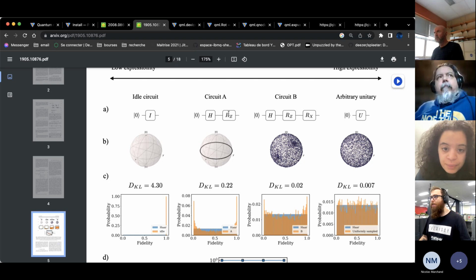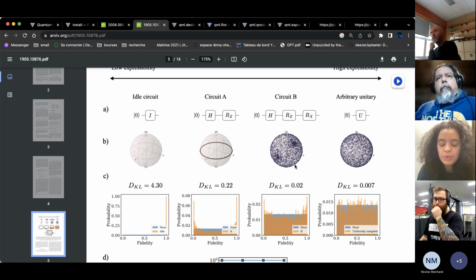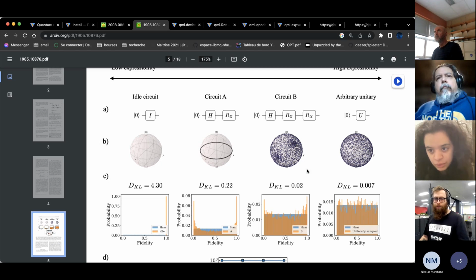When we look into circuit A, this time we're applying a Hadamard gate, so we're putting our qubit in a superposition state. Then we're applying a Z rotation on the qubit, and we can see that what we can cover are the points on this part of the sphere. With circuit B, we add a second rotation, and we have an expressibility that looks like this. We won't go into the detail, but there is quite a bit of concentration on the poles here. That is what this paper dives into. We won't talk about that today.